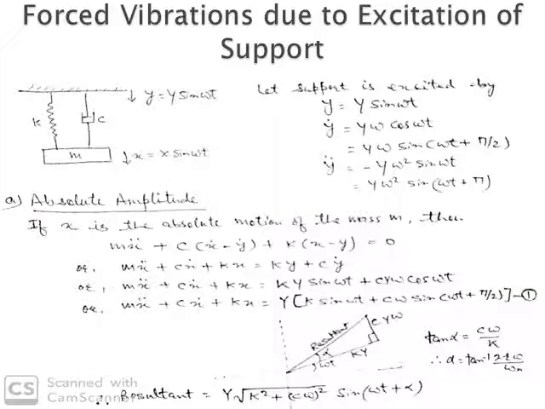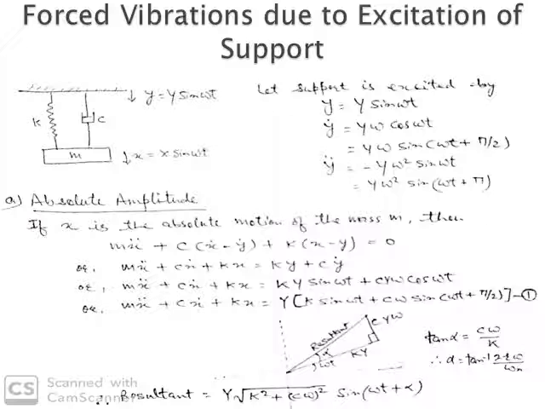The equation can be written as m x double dot plus c x dot plus k x equals k y plus c y dot. Now we put the value of y and y dot. So this equation becomes y k sin omega t plus c omega y sin omega t plus 90.